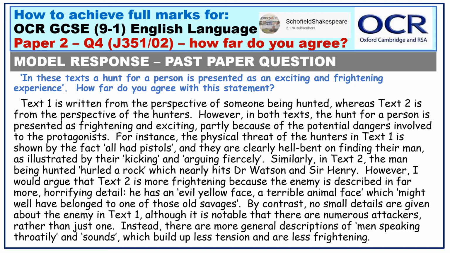By contrast, no small details are given about the enemy in text 1, although it is notable that there are numerous attackers rather than just one. Instead, there are more general descriptions of men speaking throatily and sounds, which build up less tension and are less frightening.